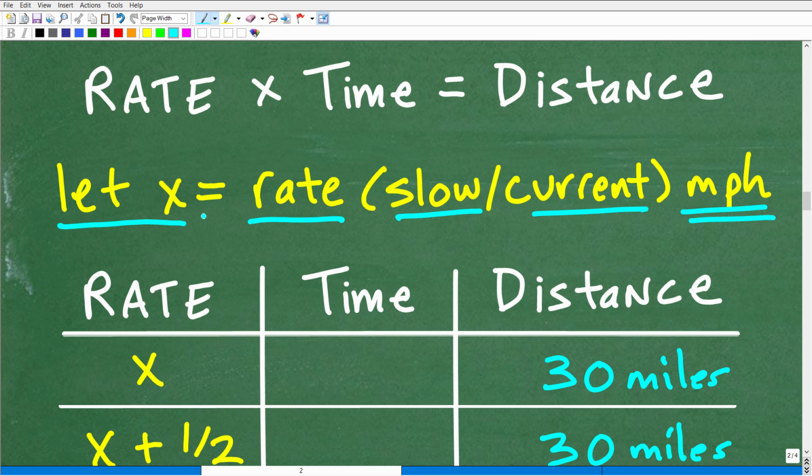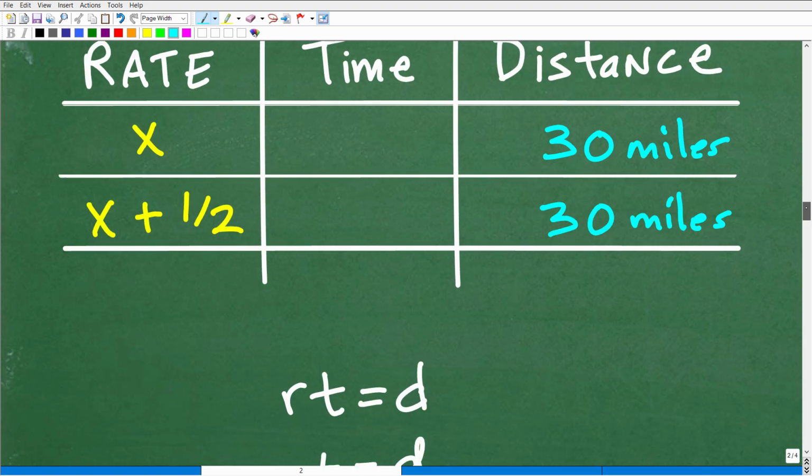It doesn't represent the rate when he increases his speed. It's his current rate, his original rate. You can think of it as the slower rate or his current rate. So we're going to let x equal his rate. Again, that is going to have the units of measure of miles per hour.